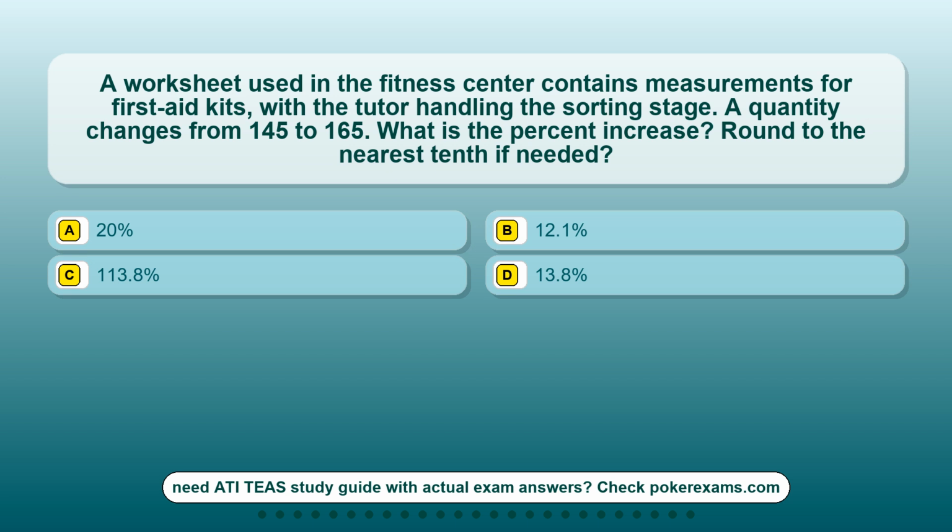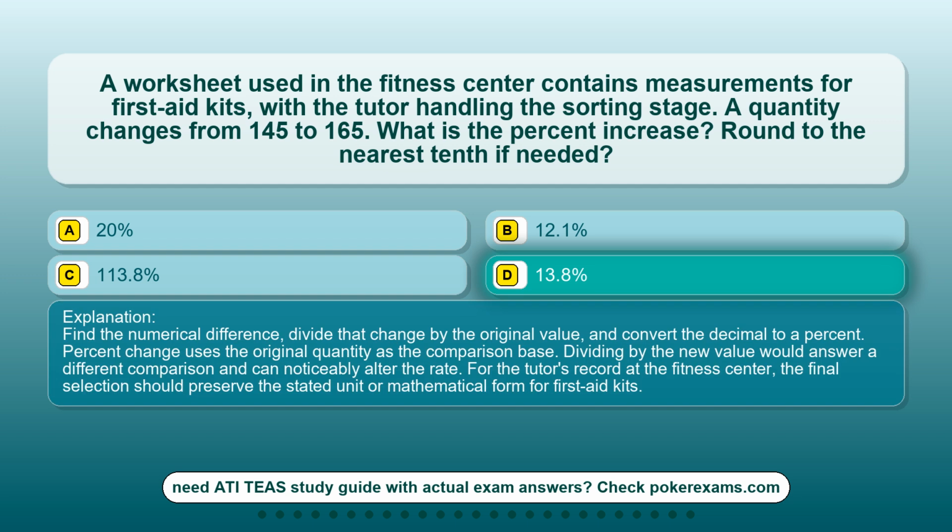Question 10. A worksheet used in the fitness center contains measurements for first-aid kits, with the tutor handling the sorting stage. A quantity changes from 145 to 165. What is the percent increase? Round to the nearest tenth if needed. Option A, 20%. Option B, 12.1%. Option C, 113.8%. Option D, 13.8%. The correct answer is option D, 13.8%.